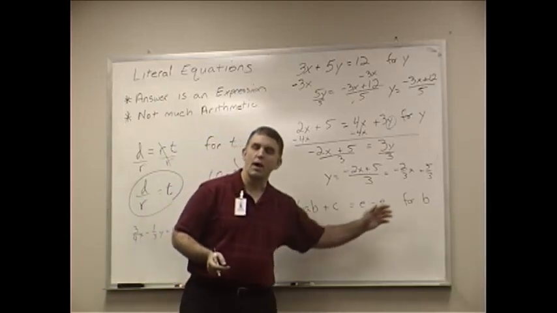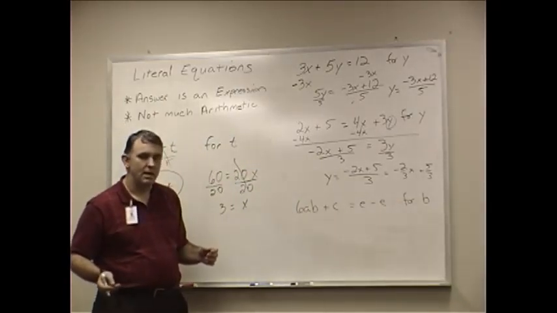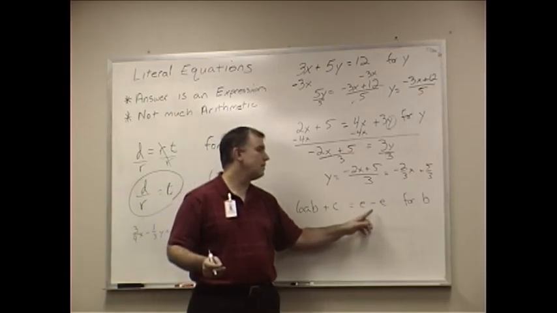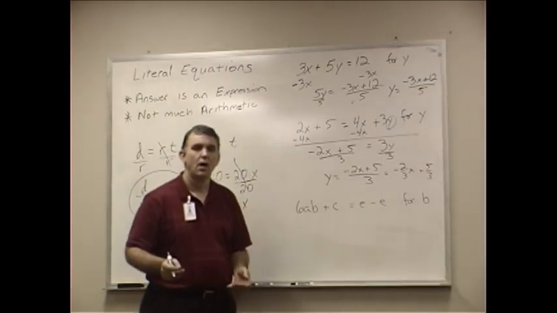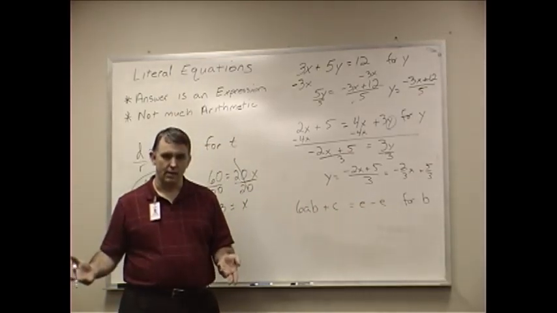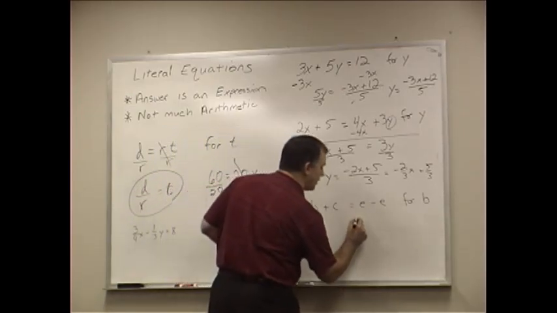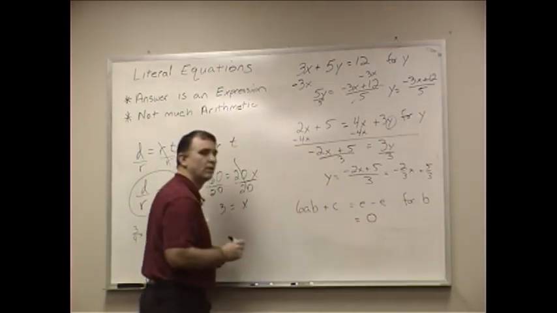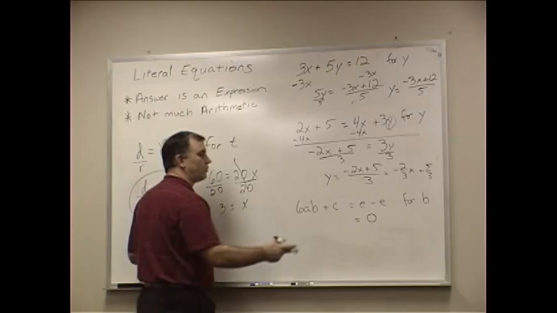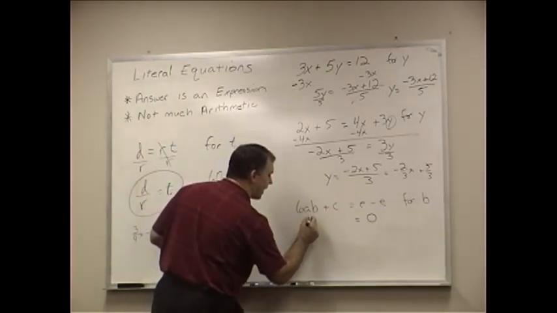All right, the last one, it's 6ab plus c equals e minus e. All right, well, what is anything minus itself? Anything minus itself is 0. So in this one, we've got to do a little bit of simplifying first.